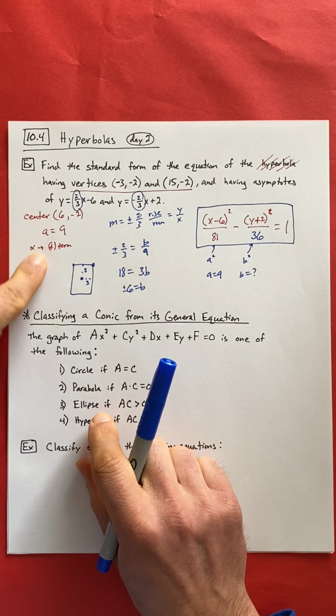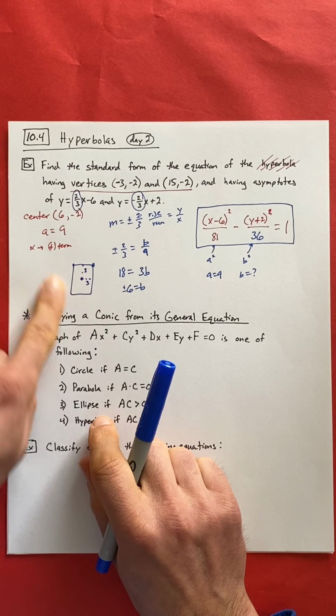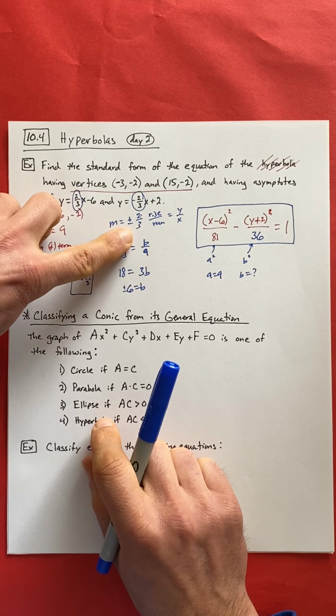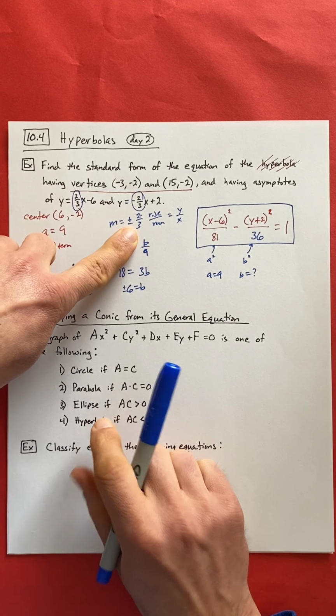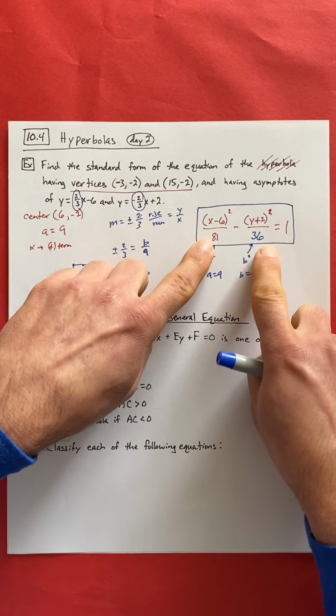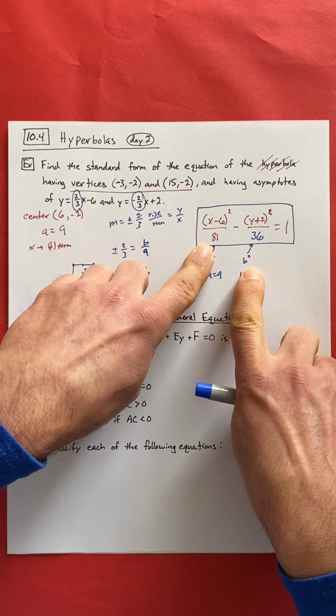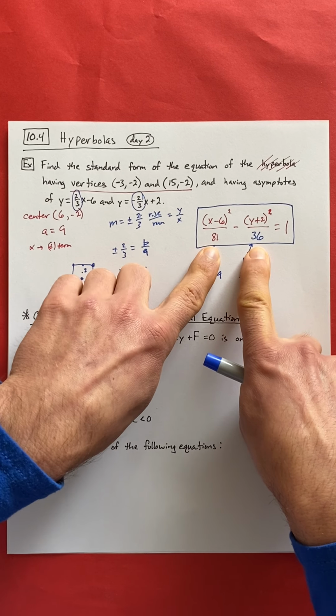We did that yesterday, and you got some practice with that, finding the center, finding the fact that this is positive, so I know the x term is positive. The thing that's different is I know the slope. They told me the slope was 2/3. I have to look at this and understand that my slope is going to be the y value divided by the x value, so it should be 6 divided by 9.